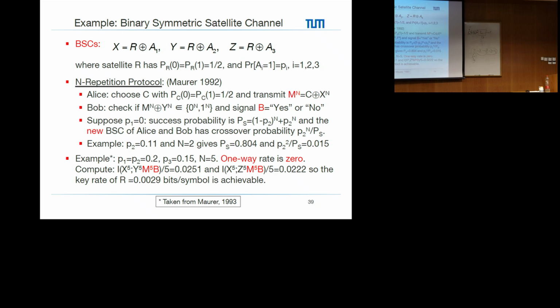And the crossover probability here is going to be, well, what's the probability of success of getting z1, z2, 0, 0, 1, 1? It's 1 minus p squared plus p squared. And what's the direct link? Well, that's 1 minus p squared divided by p squared plus 1 minus p squared, right? And the crossover probability is just p squared divided by p squared plus 1 minus p squared.